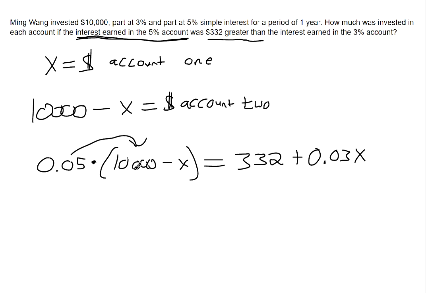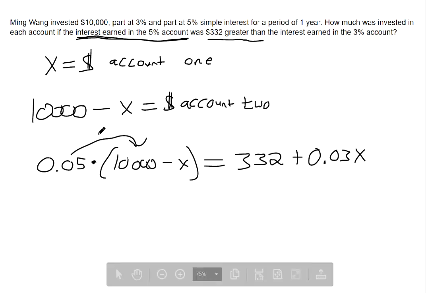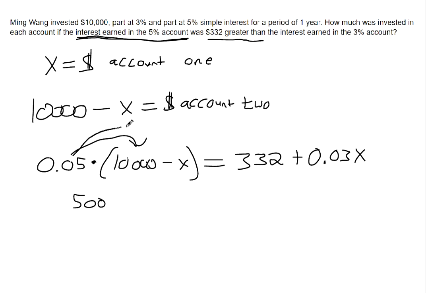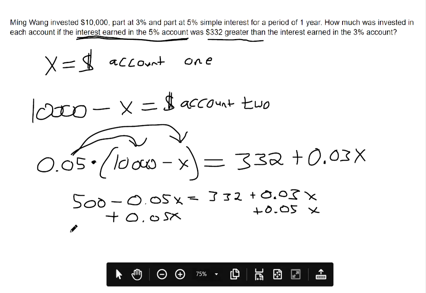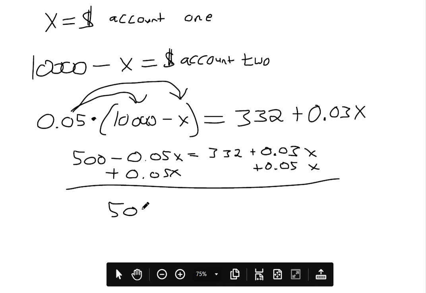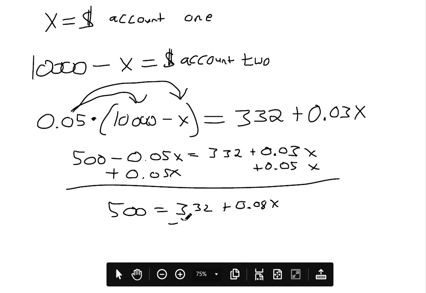We distribute the 0.05 times 10,000. That makes 500. And then 0.05 times x. That should equal 332 plus 0.03x. And then we're trying to get x by itself, so we'll add this to both sides. So we get 500 is 332 plus 0.08x. And we're still trying to get x by itself.